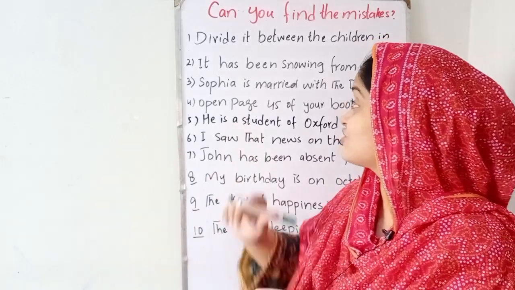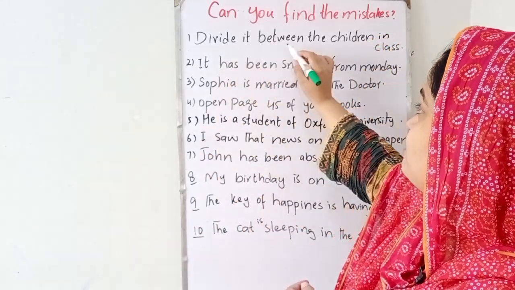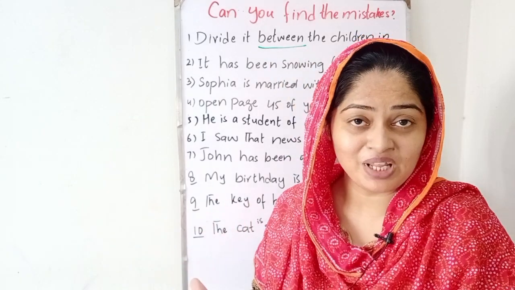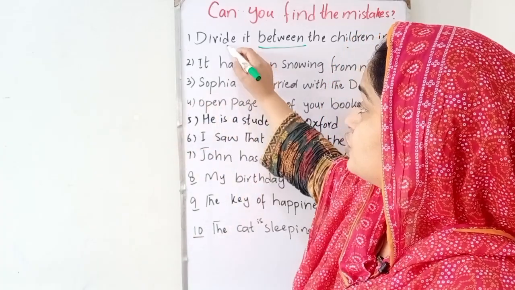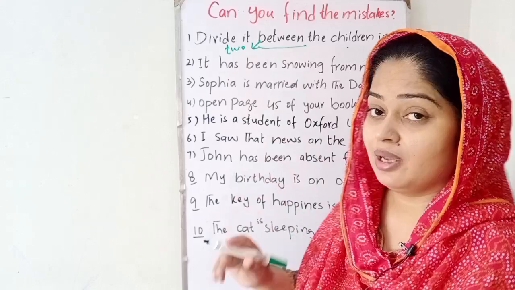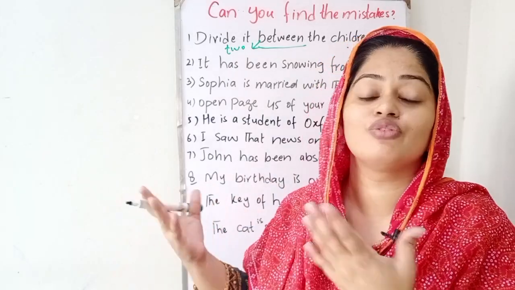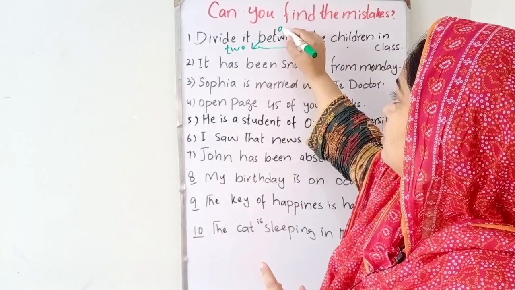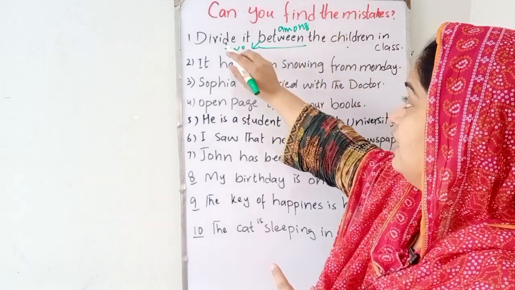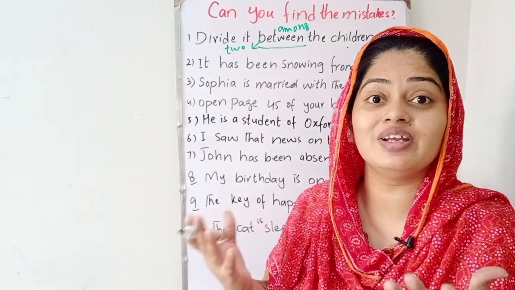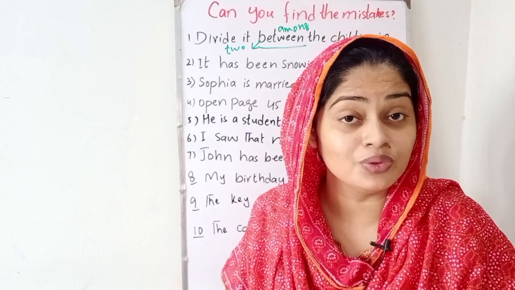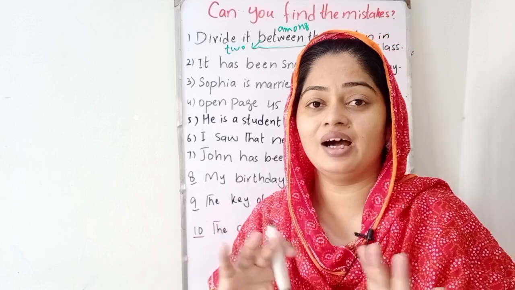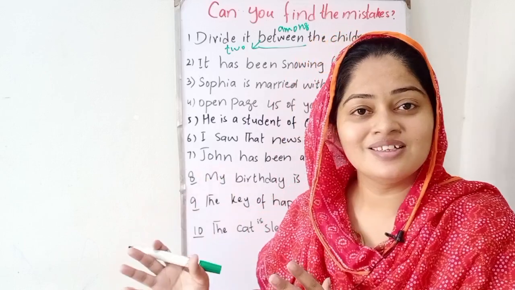So let's get started from the very start. Divide it between the children in class. Now listen, what is the mistake here? When we are talking about two, then we would use between. But for more than two, three, four, five, or many, we can refer to among. So here the mistake is between. Divide it among the children in class, because children are not two, they are many. When they are two, we have to use between, but when they are many, we have to use among.